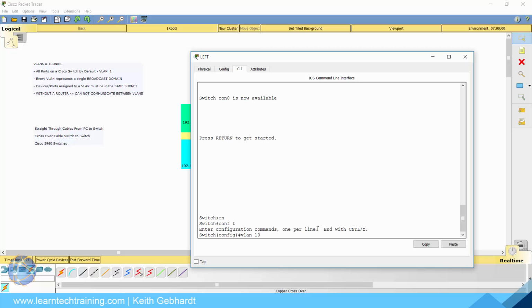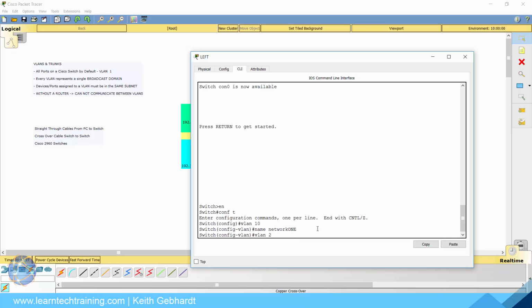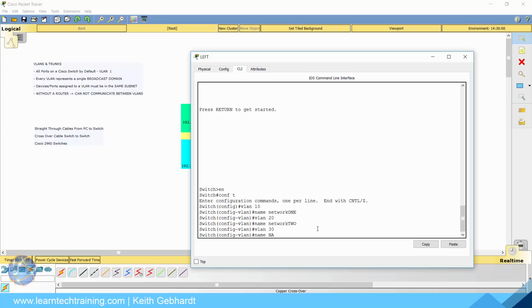So all we have to do is say VLAN 10, name, and we could say network 1, something simple. And then we could say VLAN 20, name, network 2, something simple. And then VLAN 30, we're going to name that native, something simple. Exit that. So right now, we have three VLANs created in our VLAN database.